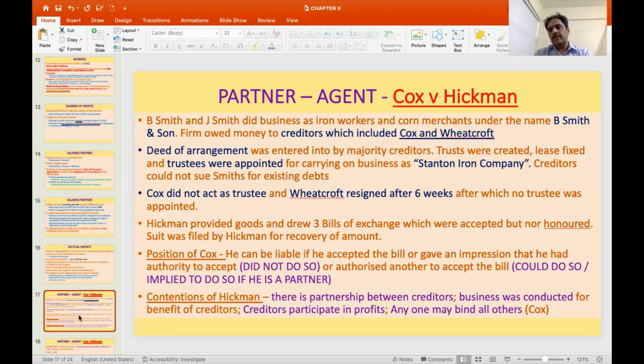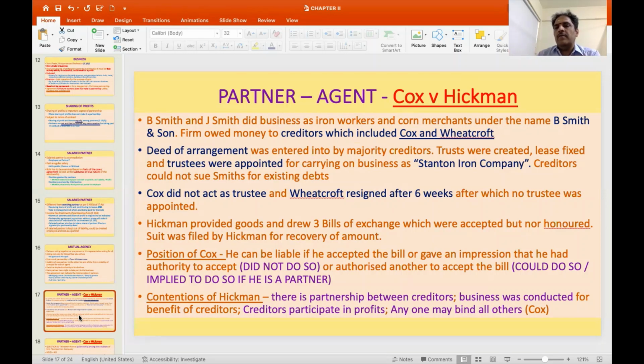The particular case where this point comes out very nicely is the case of Cox versus Hickman. Here, B. Smith and J. Smith is a firm which was doing business as iron workers and corn merchants under the name B. Smith and Son. These people owed money to a lot of persons, and the creditors included Cox and Wheatcroft. A majority of the creditors entered into an arrangement with B. Smith and Sons. In that deed of arrangement, it was indicated that they would create something called the Stanton Iron Company, and that will carry on the business from now on.